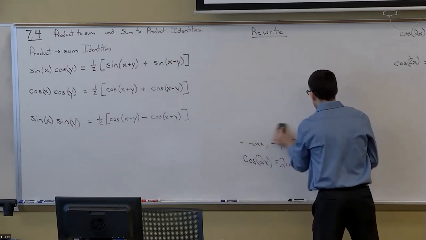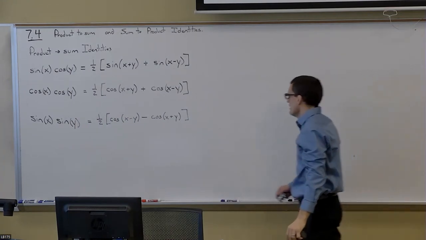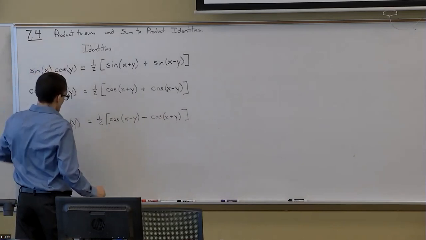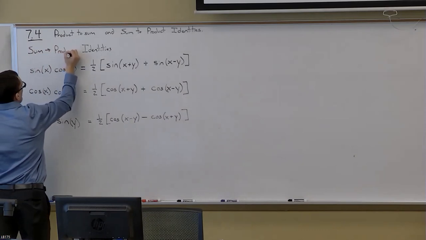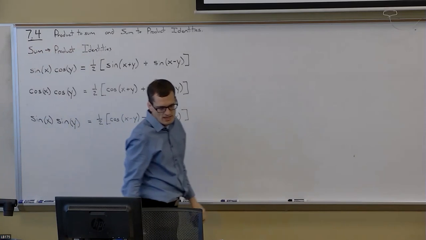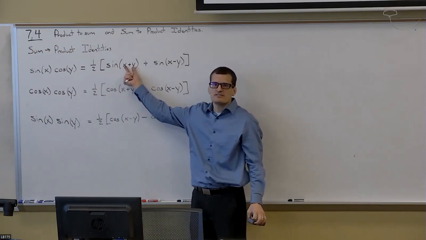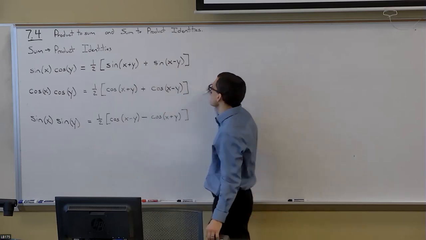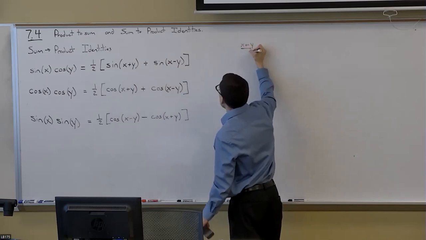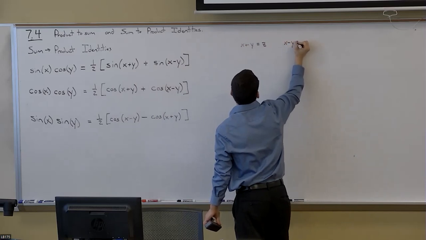Now, we can rewrite things and do all kinds of fun stuff there. Now I want us to look at the reverse. We're going to go from the sum to the product identities. And basically what you do is you treat each x plus y as some new letter. We'll call it z, for instance. And then x minus y, I'll treat as some new letter. Let's call it w, for instance. So basically, you let x plus y equal z, and x minus y equal w.